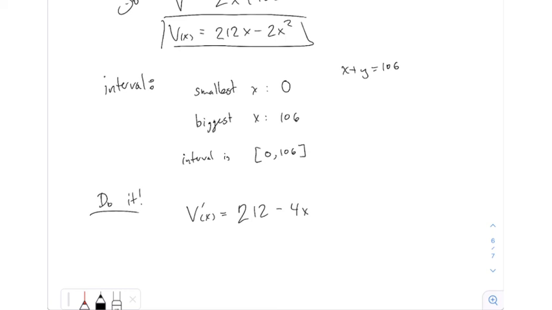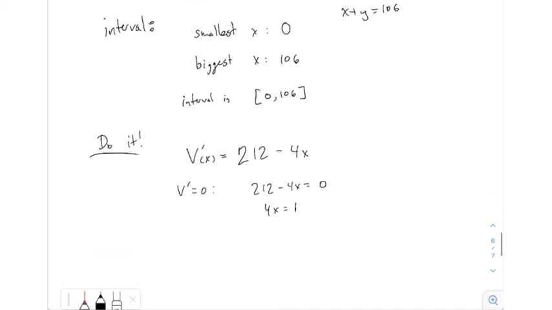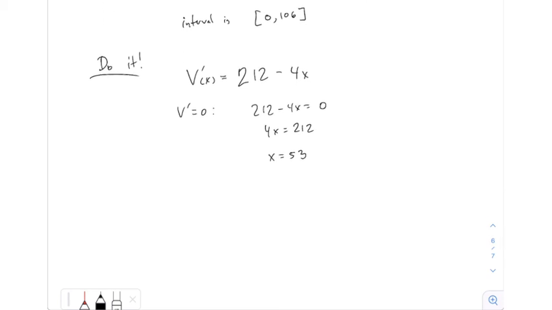Set this equal to 0. It says 212 minus 4x equals 0. 4x equals 212. And dividing by 4 is 53. I did that on my calculator because I'm not good at dividing in my head. So this is our only critical number, and now we plug everything in.